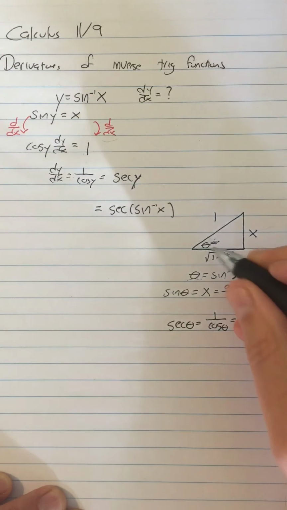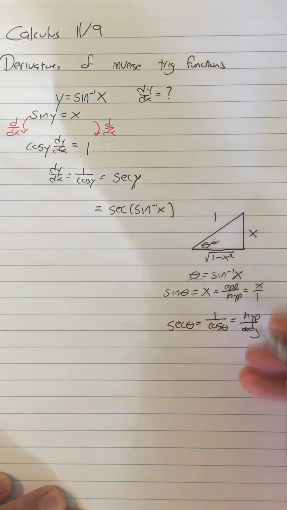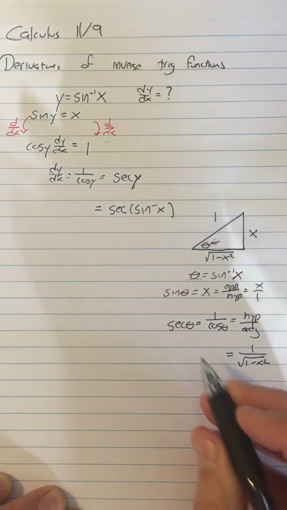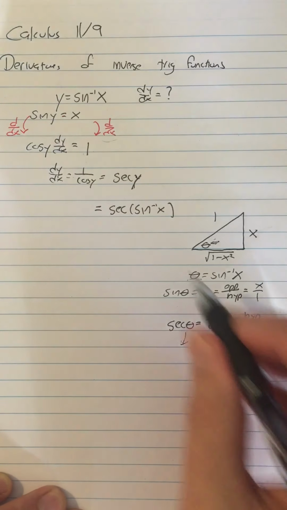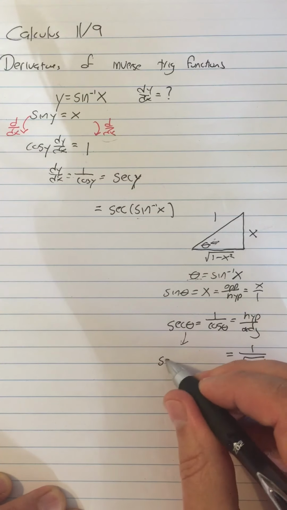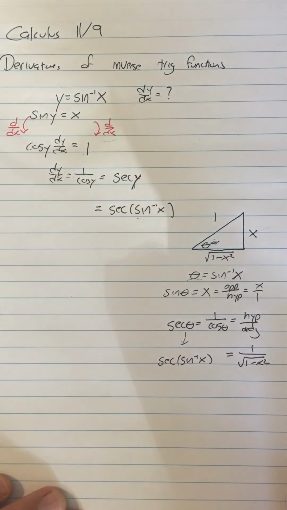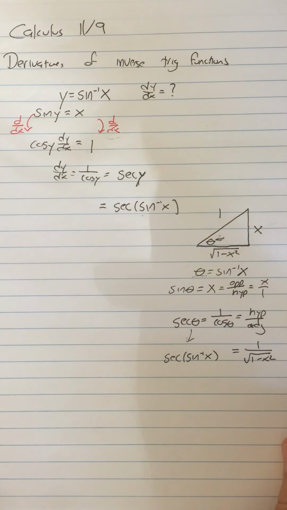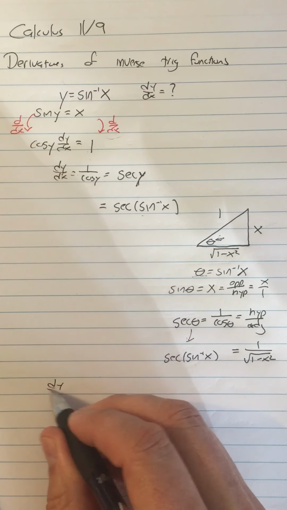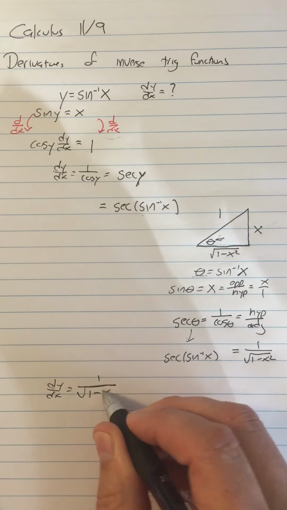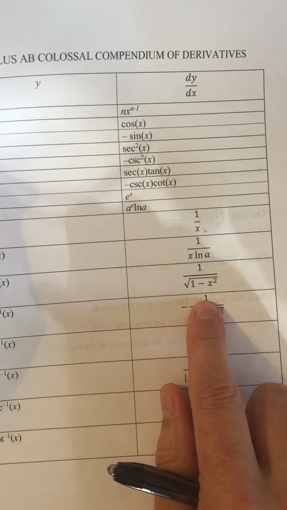All right, well, I just look at the triangle. Here's theta. Here's the hypotenuse. Here's the adjacent. So I get 1 over square root of 1 minus x squared. So that is what secant theta is, and theta is inverse sine of x. So secant of inverse sine of x equals 1 over square root of 1 minus x squared. And since that's also what dy/dx is, then we also have dy/dx equals 1 over square root of 1 minus x squared, which is exactly what you see here.